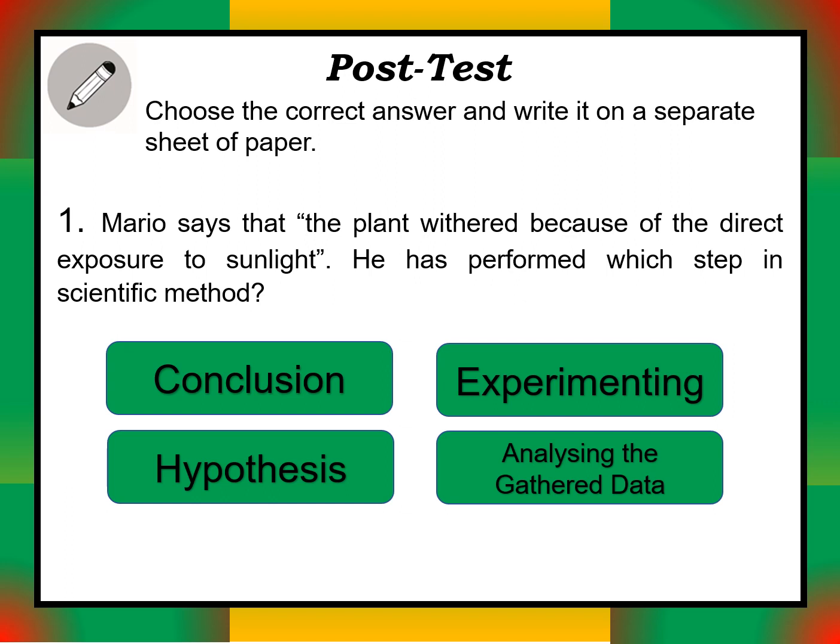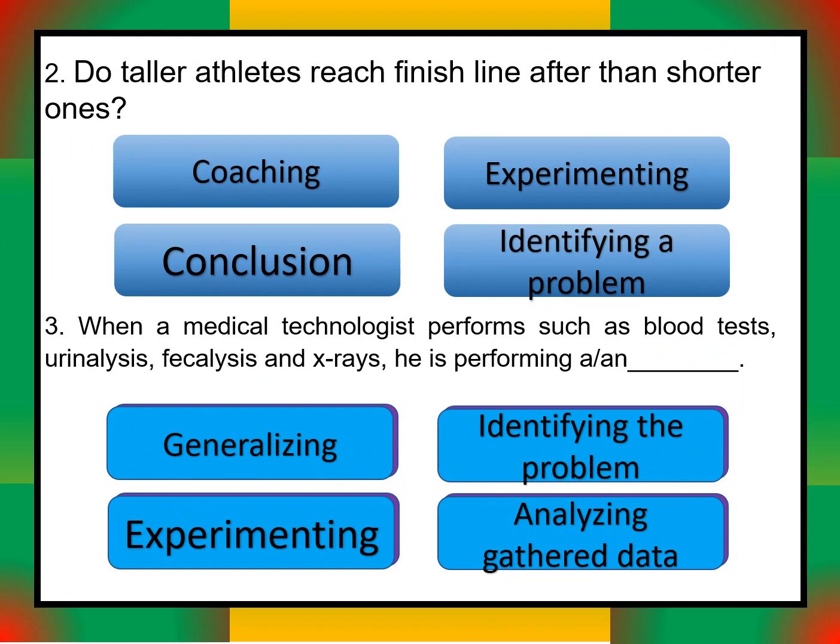Mario says that the plant withered because of the direct exposure to sunlight. Yes, this performs which step in the scientific method? Conclusion, hypothesis, experimenting, or analyzing the gathered data. Do taller athletes reach the finish line faster than shorter ones? Coaching, conclusion, experimenting, or identifying a problem. When a medical technologist performs such tests as blood test, urinalysis, fecalysis, and X-rays, he is performing what? Generalizing, experimenting, identifying the problem, or analyzing the gathered data.